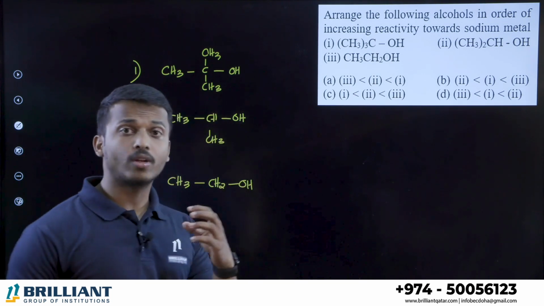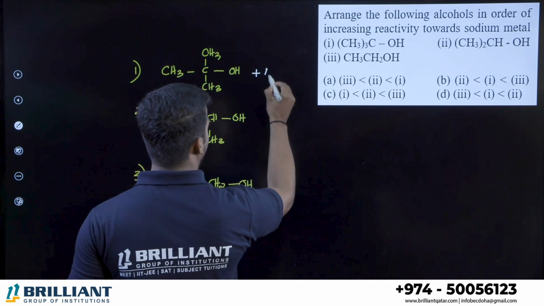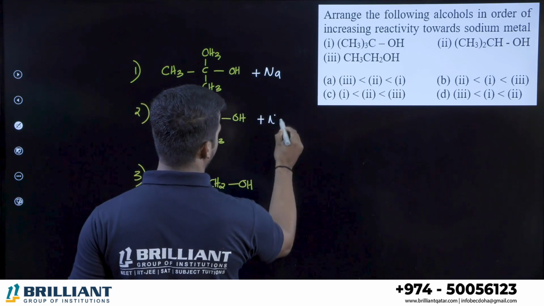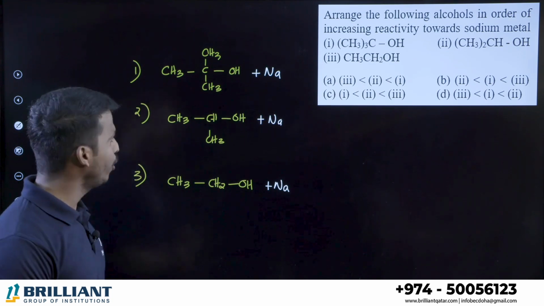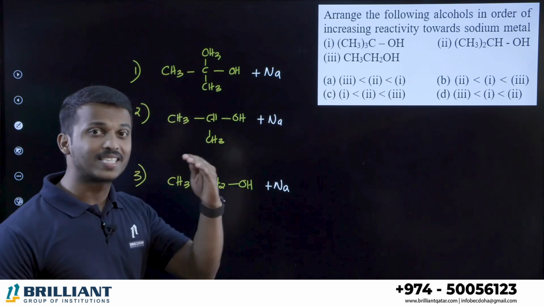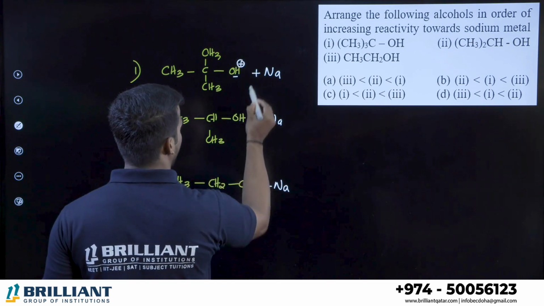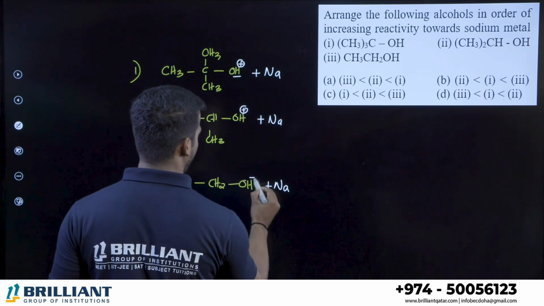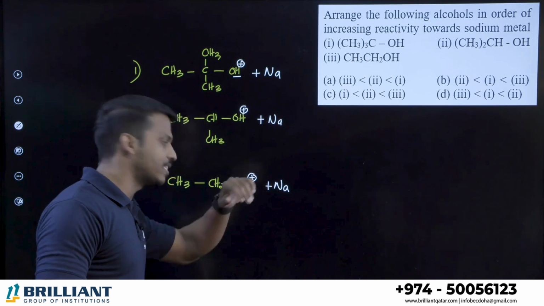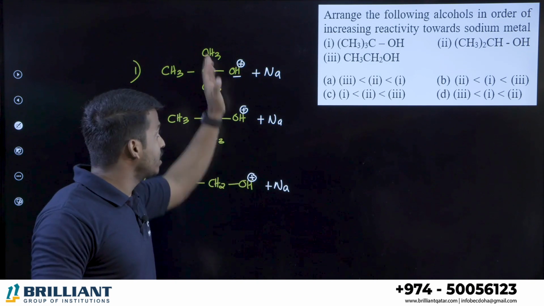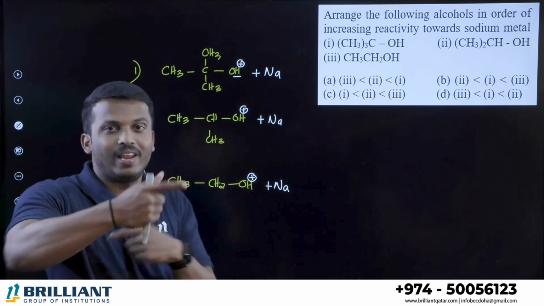Question: which will react with the sodium metal fast? What will happen when it is treated with sodium, dear all? You know, alcohols are acidic in nature, so this hydrogen can leave as H plus ion. Sodium is a highly reactive metal, so it can displace this hydrogen. So, whichever is more acidic in nature can react with the sodium very fast.